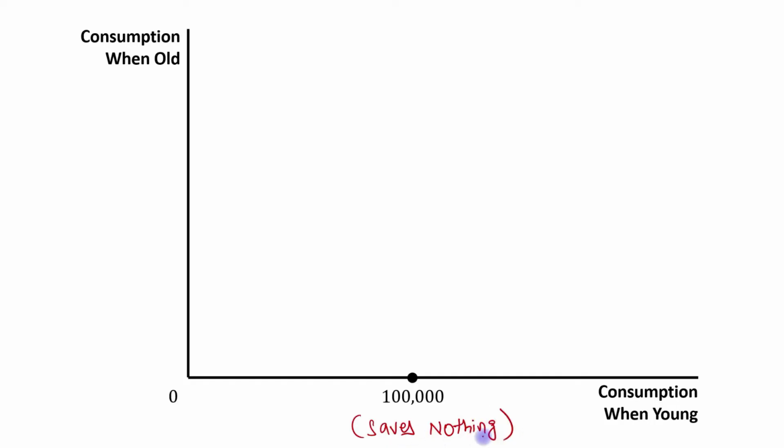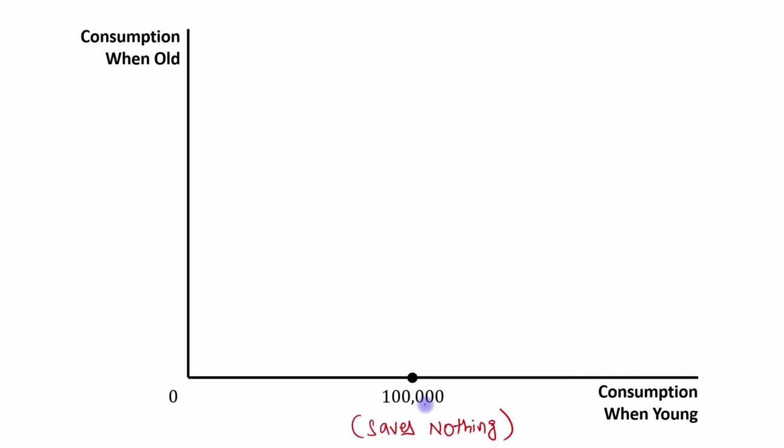This is the vertical axis, horizontal axis. This is origin. On the vertical axis we have taken consumption when old, and on the horizontal axis we have taken consumption when young. Now let's talk about this coordinate, $100,000. It indicates that Sam saves nothing. That means he has consumed all his earnings of $100,000 when he was young, and he will consume nothing when old.